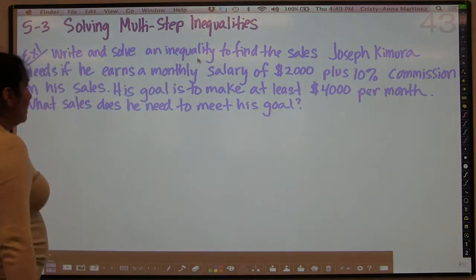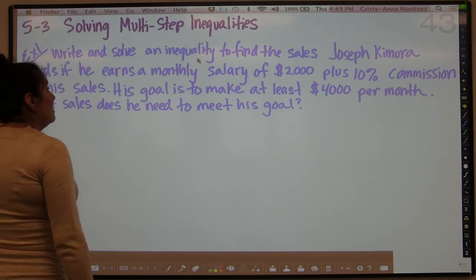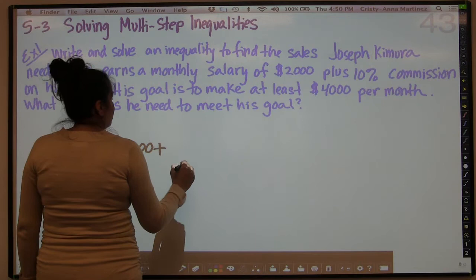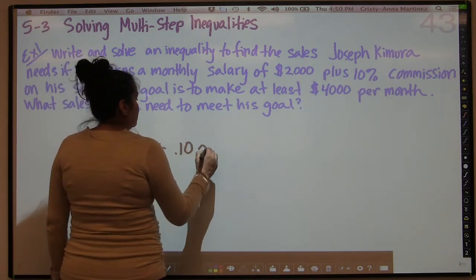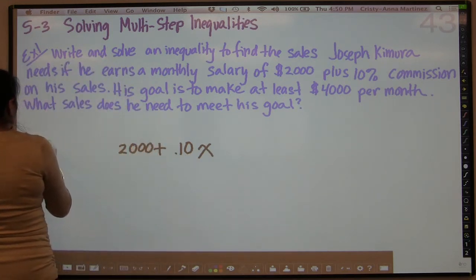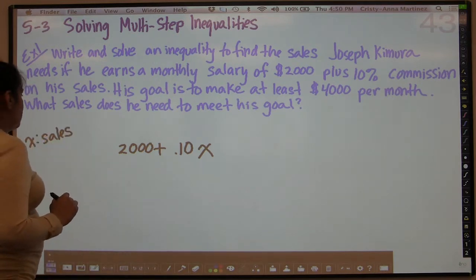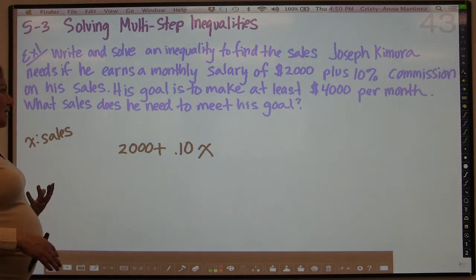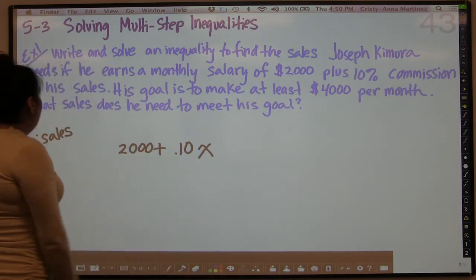It says, write and solve an inequality to find the sales Joseph Kimura needs if he earns a monthly salary of $2,000 plus 10% commission. So he gets $2,000 plus 10% commission. So 10% is 0.10x. So x is going to be my sales, or Joseph's sales. Okay, and so 10% of his sales, that means that if he sells $100 worth of merchandise, then he's going to earn $10 off of that, but that's 10%. So we want to go 0.10 times x on his sales.